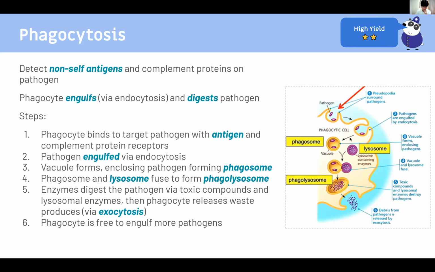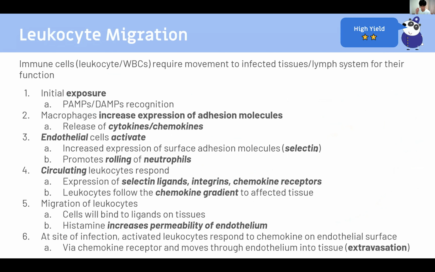And because these lysosomes are deadly and toxic, they will help ingest and digest the pathogen and release the waste products via exocytosis. So basically killing the cell and releasing the debris. And after that, the phagocyte will go on to engulf more pathogens. Now, we'll talk a bit more about what happens after for other cells in the adaptive immunity. But that's phagocytosis.